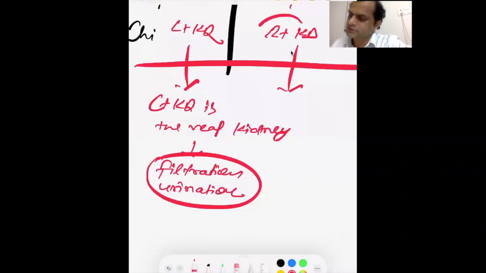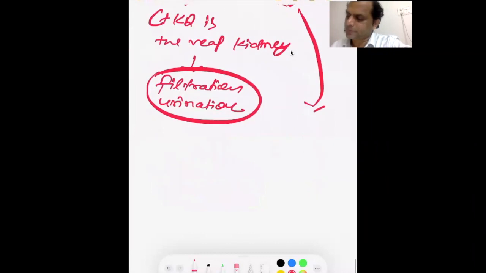And right kidney is connected with the reproductive activity.